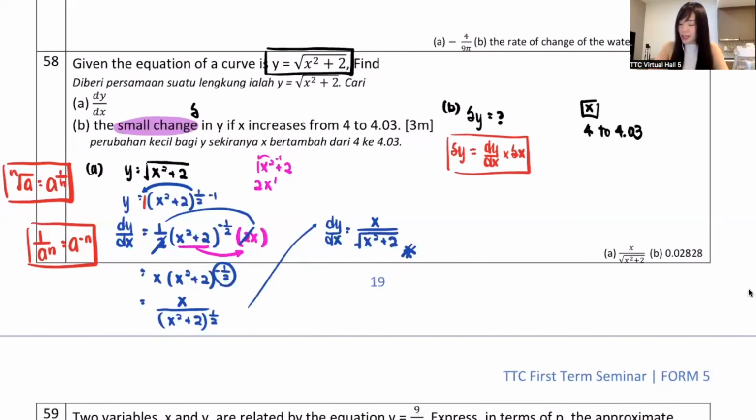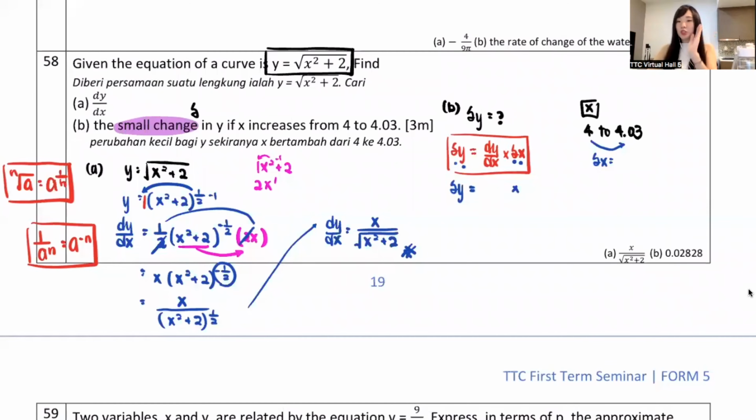Sub inside. Where do I get dy/dx and delta x? Okay, guys, listen. Delta means small change. Delta Y means small change of Y. Delta again means small change. Delta x means small change of x. So now look at your x. Your x goes from 4 to 4.03. So the delta x will be, very good.